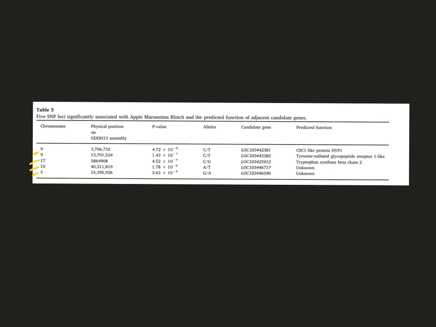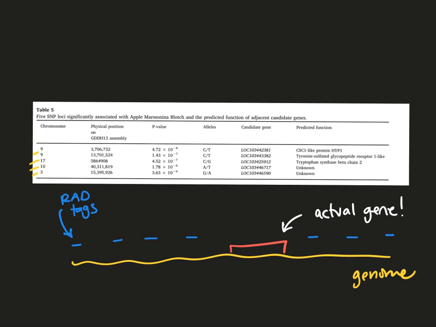A couple of important things that I want to point out here is that these are significantly associated, again, just like in the previous video, we're not saying that they cause the disease or they cause the resistance, but they are associated with this trait. And this is the predicted function of adjacent genes. If you remember how RAD works, you're only getting a very, very small percentage of the genome. I'm going to illustrate that here.